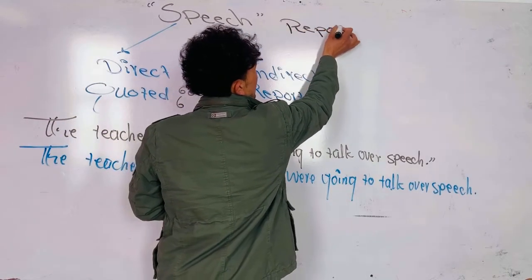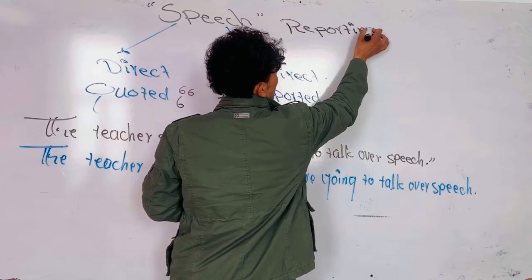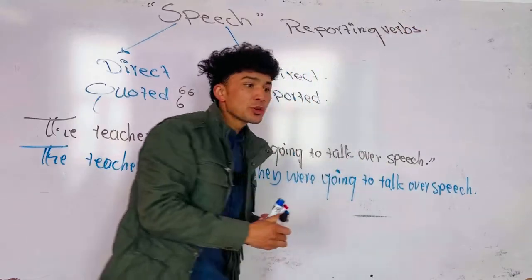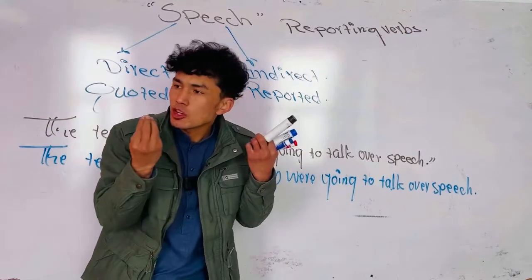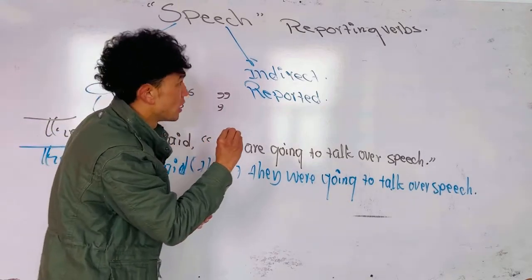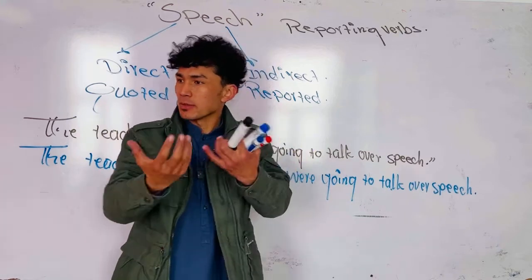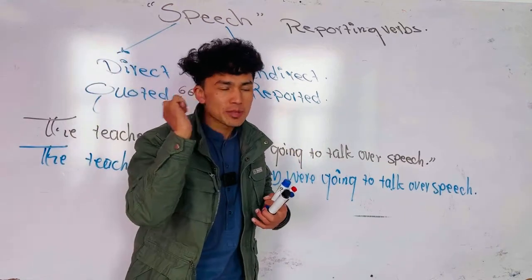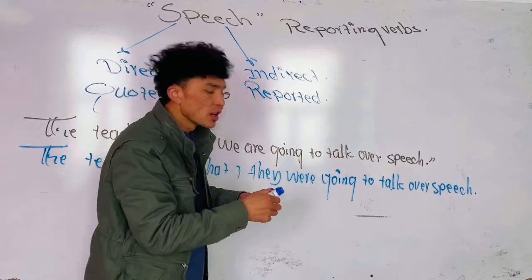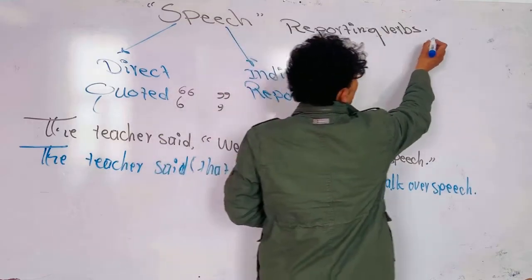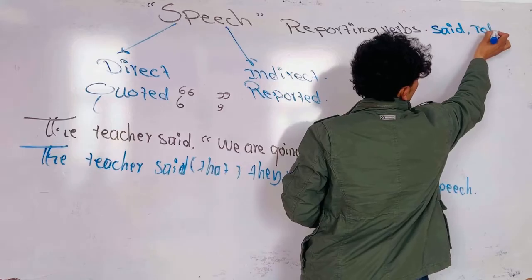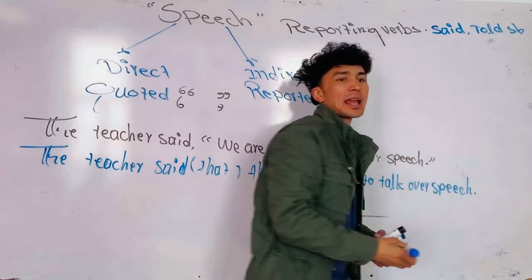Okay, reporting what? Reporting verbs. We do require some special verbs, like for example, said. Understood? We do need to convey somebody's message to somebody by using some special verbs. What are those verbs? There are 3 common verbs we do require. Number 1 is said, mostly past, told, but somebody is there. See?